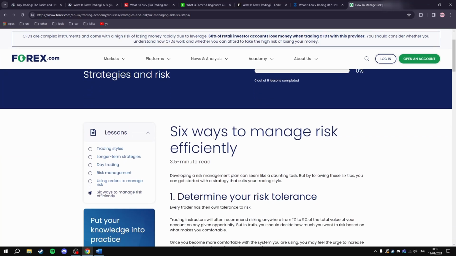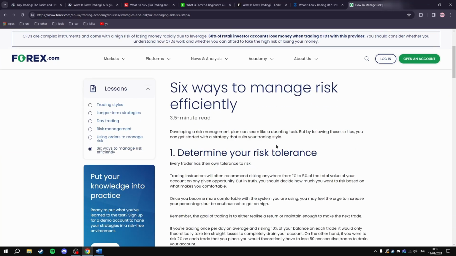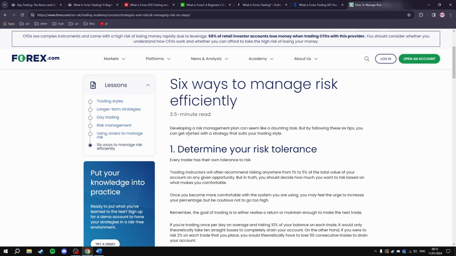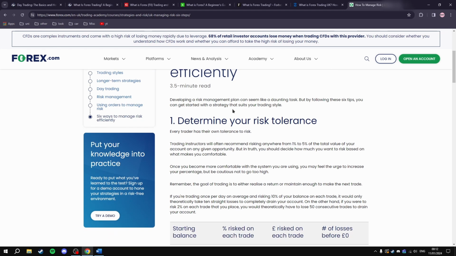Okay, 6 ways to manage risk efficiently. Developing a risk management plan can seem like a daunting task, but by following these 6 steps you can get started with a strategy that suits your trading style.